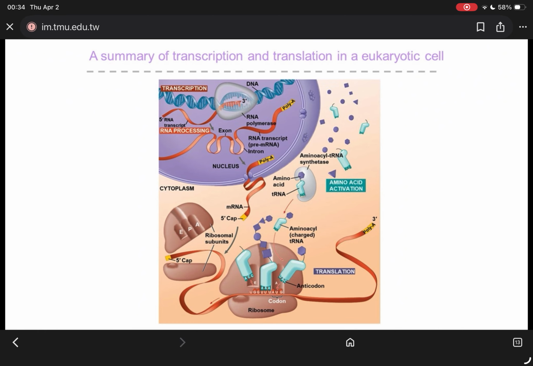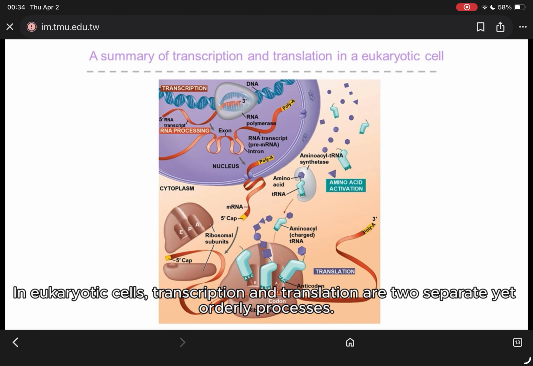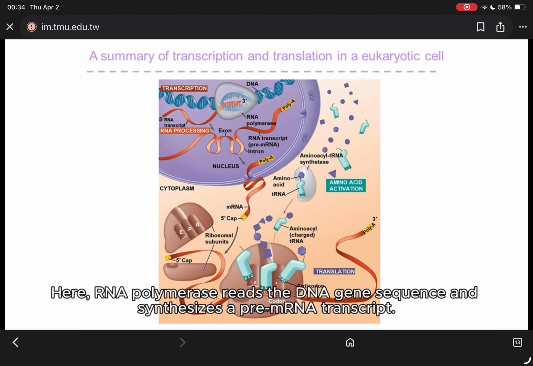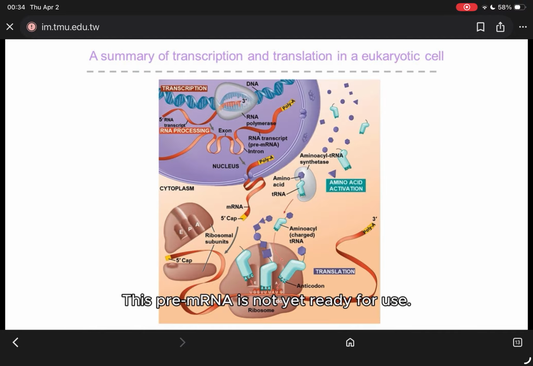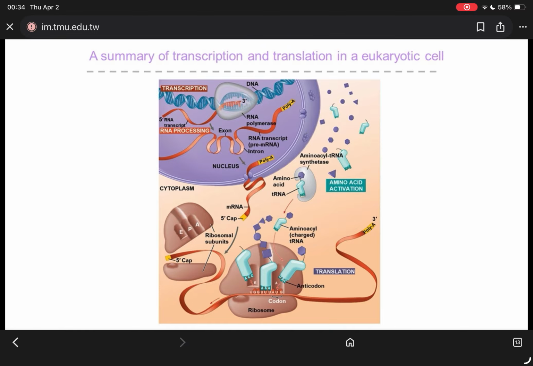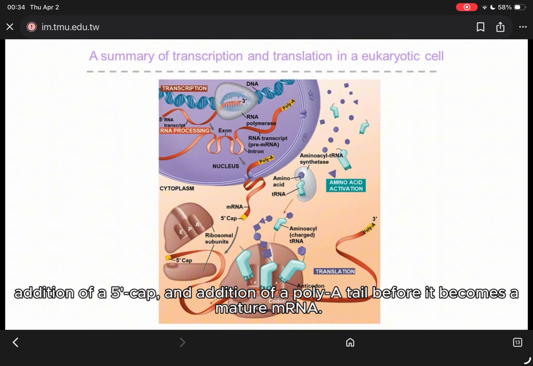In eukaryotic cells, transcription and translation are two separate yet orderly processes. First, transcription occurs inside the nucleus. Here, RNA polymerase reads the DNA gene sequence and synthesizes a pre-mRNA transcript. This pre-mRNA is not yet ready for use. It must undergo several processing steps, including splicing, removing introns and joining exons, addition of a 5' cap, and addition of a poly A tail before it becomes a mature mRNA.